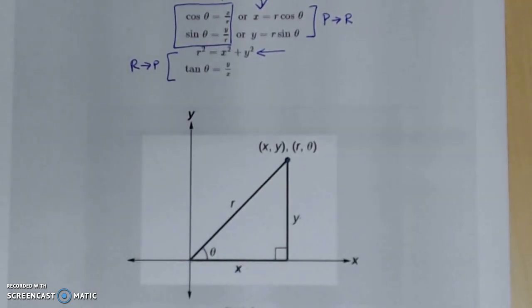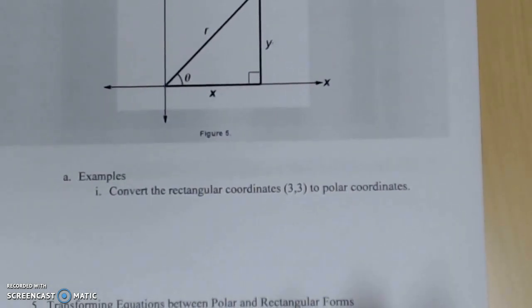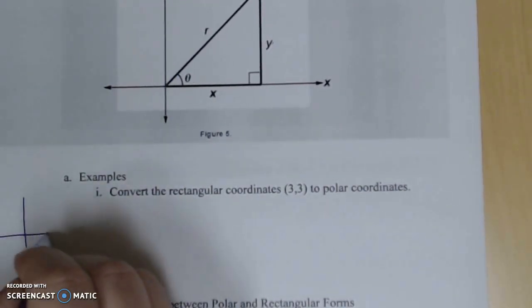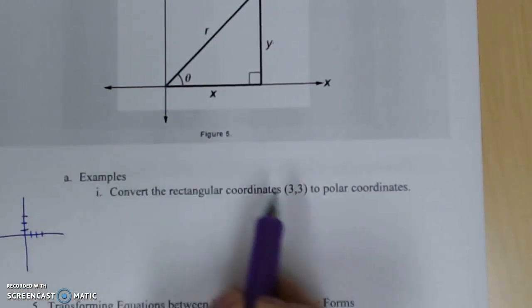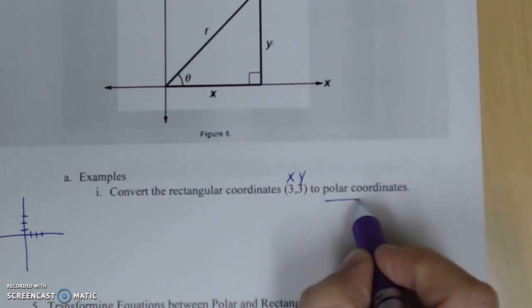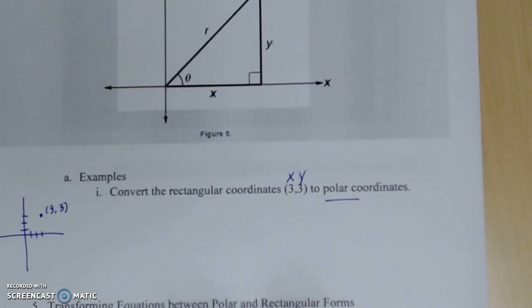So let's look down at the example and work through this and see what we can figure out. So the first thing I want to do is take this all in, and I want to say, okay, I'm converting the rectangular coordinates 3, 3. So I want to consider their placement and what quadrant this is in and make sure I'm doing this correctly. So this is my x value, this is my y value, my goal is polar, and here's my point here, 3, 3. So the first thing I'm going to do is find my r value.